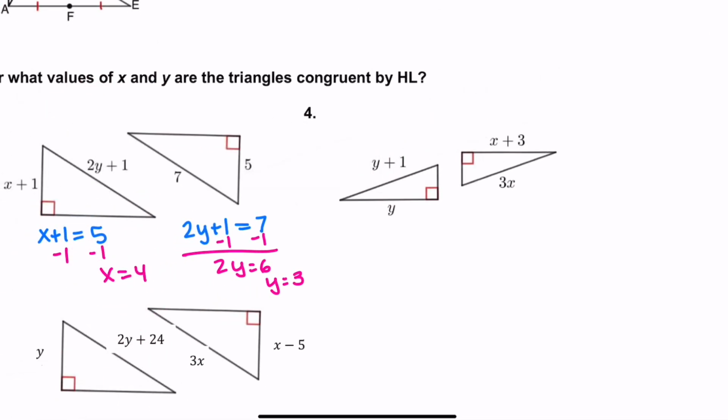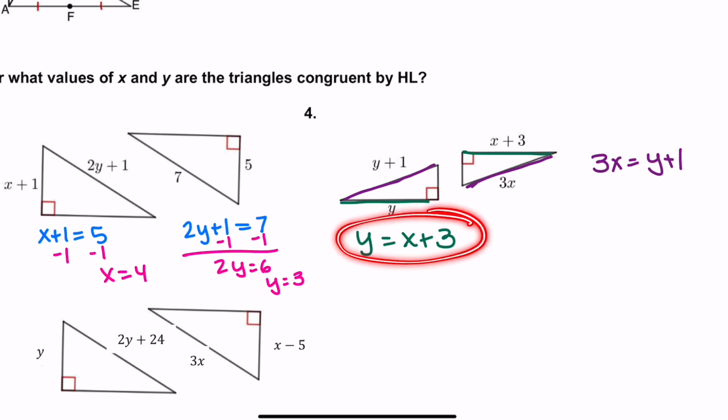On example 4, we're going to take our hypotenuses and make them equal to each other. So 3x equals y plus 1. And then our legs are also going to be the same. y equals x plus 3. Now, if we were to take either of these individually, we could not solve it because it has both an x and a y. So what we're going to do is use substitution.